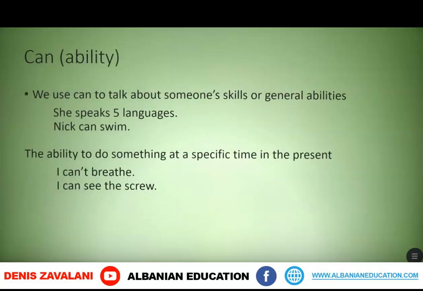Let's go to the modal verb can. Can is used when we are talking about our abilities. We use can to talk about someone's skills or general abilities, as I said. For example, she can speak 5 languages. Nick can swim, and so on. For the ability to do something at a specific time in the present, we also use the modal verb can. I can't breathe. I can see the screen.